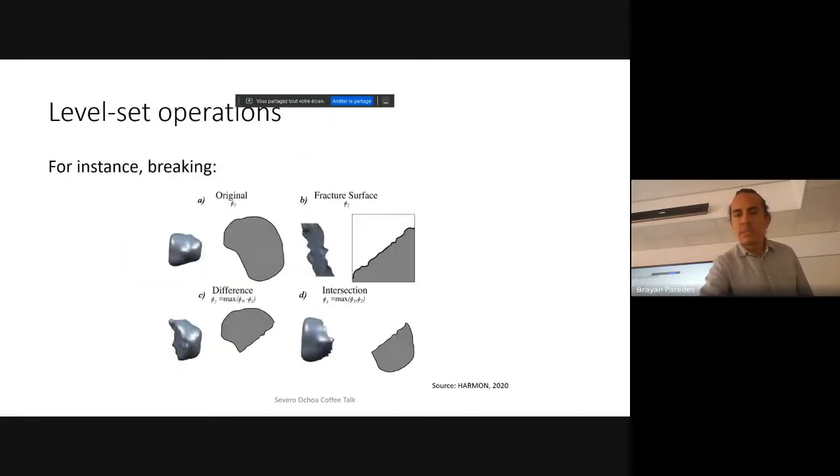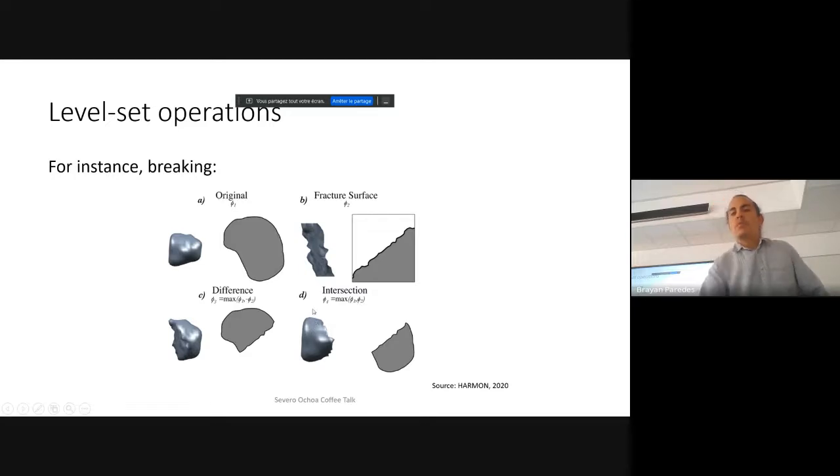So we are using the maximum, and another thing that is important about the level set is that we can perform some operations between the level sets. For instance, this is an analysis of breakage mechanics. If we have a particle that is represented by a level set phi 1, this is 3D and this is the 2D, and we have a fracture surface that is represented by phi 2, we can do, for instance, the maximum of phi 1 minus phi 2, and we will obtain the right part of the initial particle. And if we do a very slightly different operation, that is plus phi 2, we will obtain the left part.